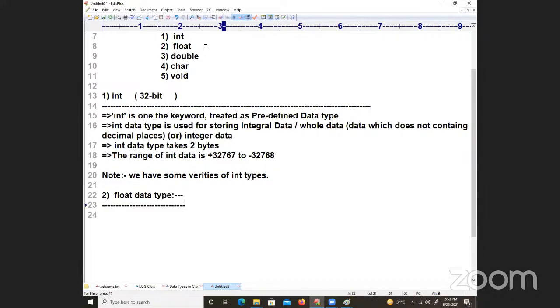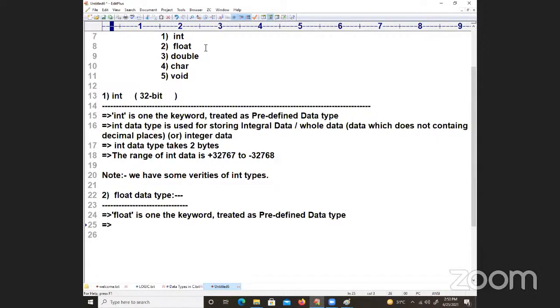Now, how is this float data type going to be discussed? Simple. Float is again what? It is a keyword. Int is a keyword, I told you. Like that, float is also called a keyword. I'm writing here: float is one of the keywords, treated as a predefined data type.